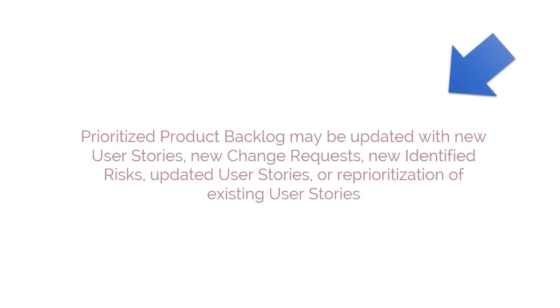As we have already discussed it under Tools, I'm going to skip ahead with the impression that you've understood it well. So, Prioritized Product Backlog may be updated with new user stories, new change requests, new identified risks, updated user stories, or reprioritization of existing user stories.